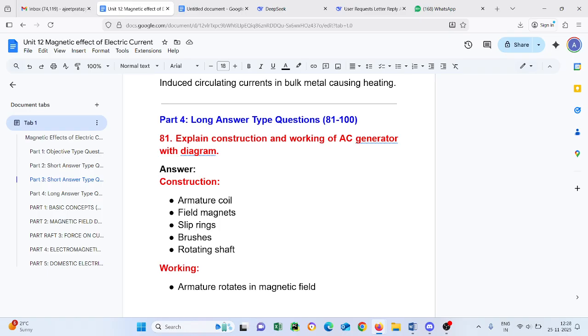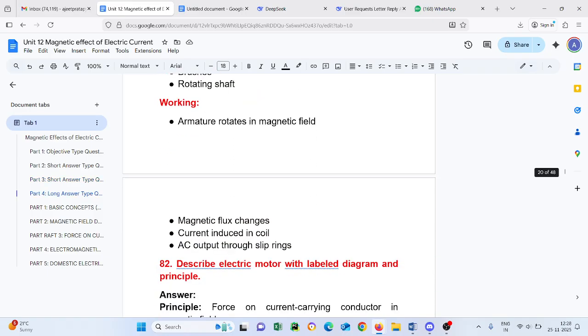Explain the construction and working of an AC generator with diagram. Construction: armature coil, field magnet, slip rings, brushes, rotating shaft. Working: the armature rotates in the magnetic field, magnetic flux changes, current is induced in the coil. AC output is taken through the slip rings.